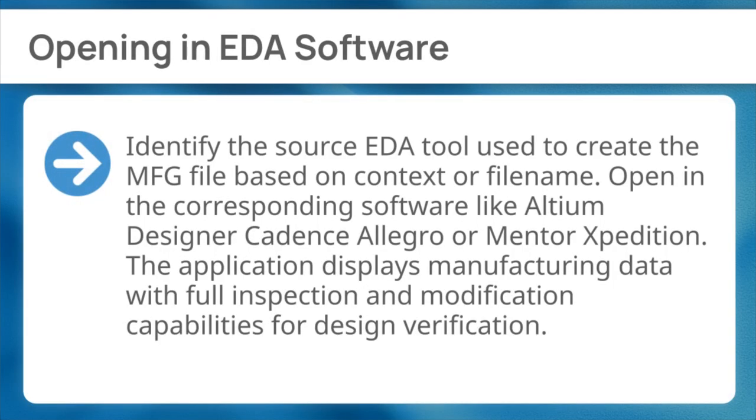Identify the source EDA tool used to create the MFG file based on context or file name. Open in the corresponding software, like Altium Designer, Cadence Allegro, or Mentor Expedition. The application displays manufacturing data with full inspection and modification capabilities for design verification.